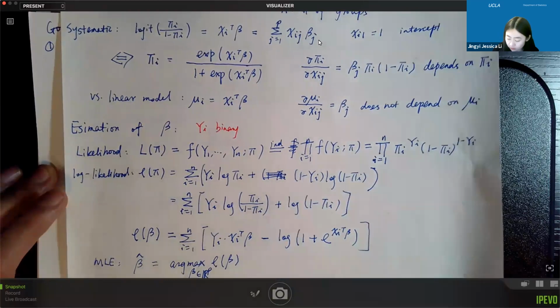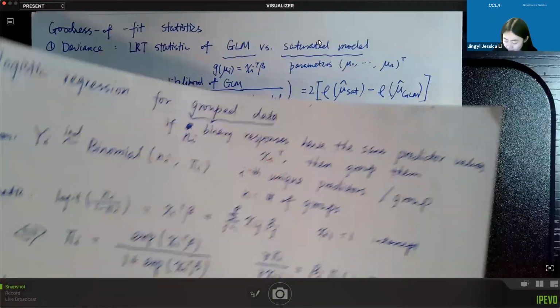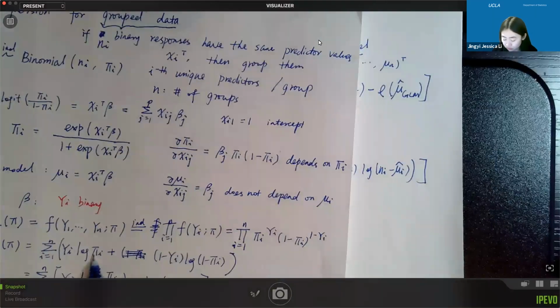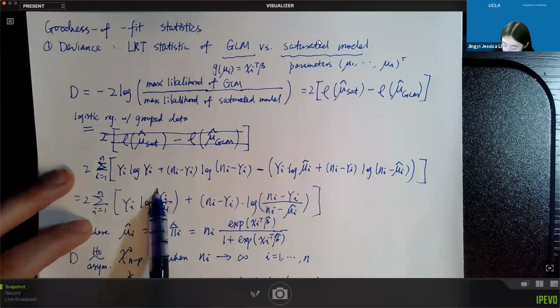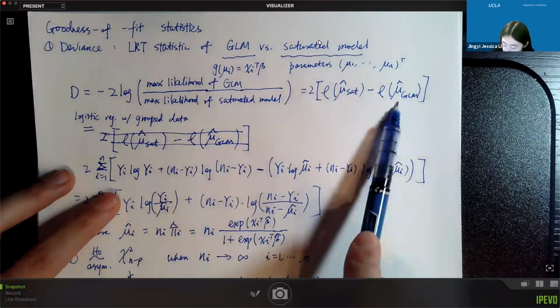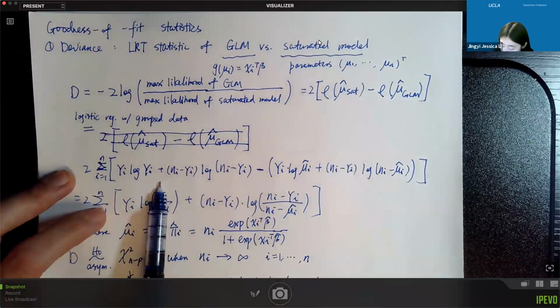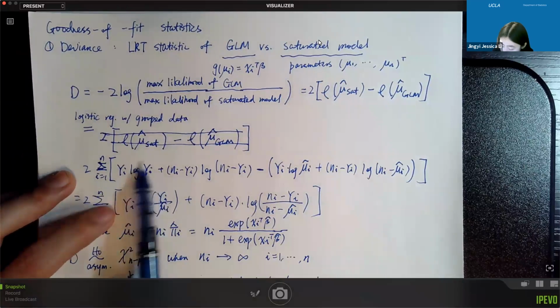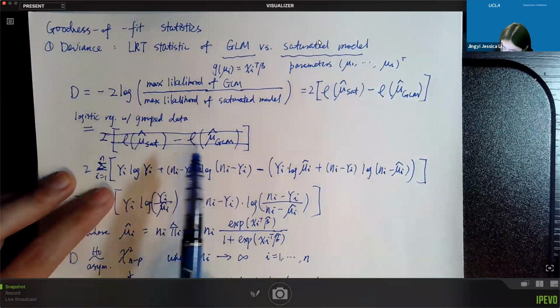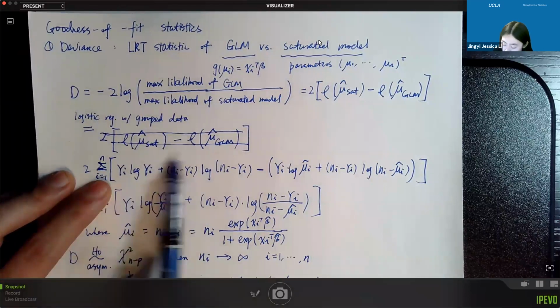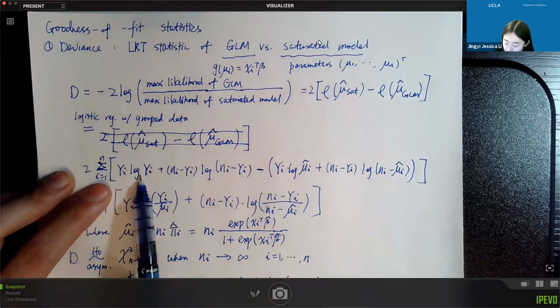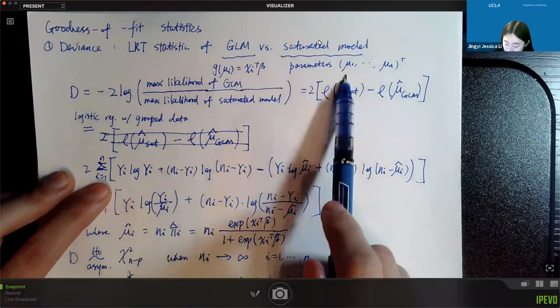Then we write yi in terms of mu i, so that's mu i divided by ni. Then we can put that formula in here. So that's what we have for the log likelihood of the group data. And this is what we have for the saturated model, because in the saturated model, the MLE for each mu i is just yi.